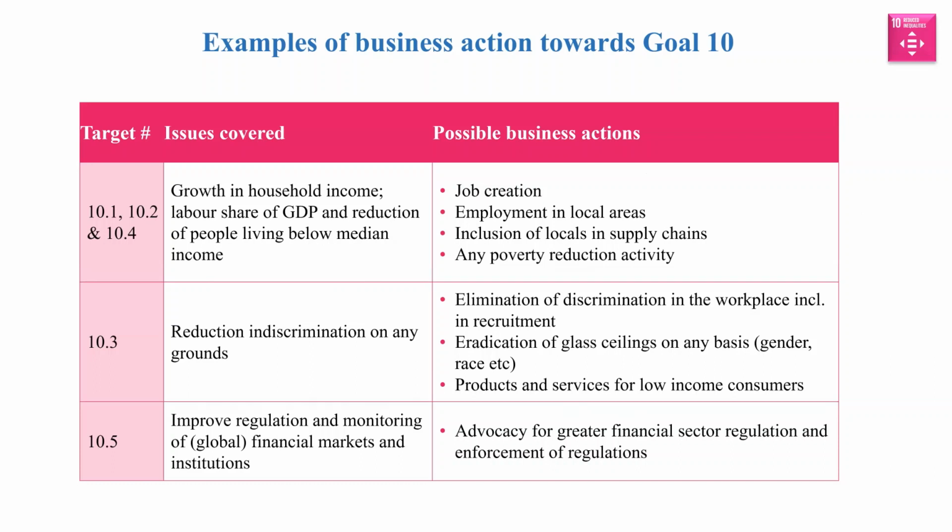So in terms of examples of actions, when we look at the targets to do with income: minimum wages and that sort of thing, job creation. And I know, as a business, most times you just want to keep costs low. What is the lowest level of costs where we can peg ourselves so we can still survive? But job creation is also one way. As you employ people, as people earn an income, it helps to address issues of poverty and therefore issues of inequality. Employment we spoke about in local areas as well, inclusion of locals in supply chains.